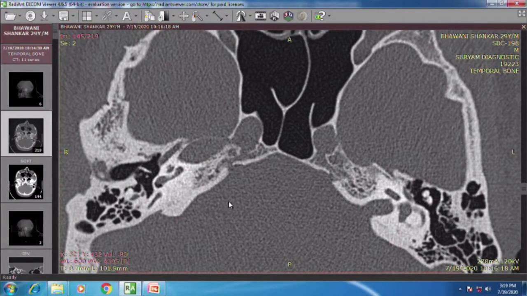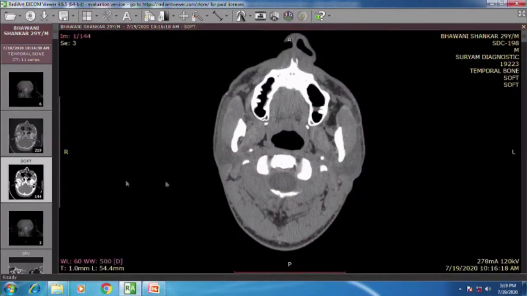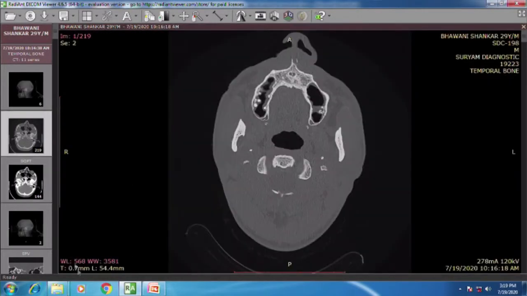Any questions? These are 0.5 mm cuts. You can see 0.5 mm. This is 0.7 here. Sorry, let me show you. So this will get at least 0.5 or 0.7. Yeah, see this one. This is 0.7 mm here. Can you see? This is a 0.7 mm cut.